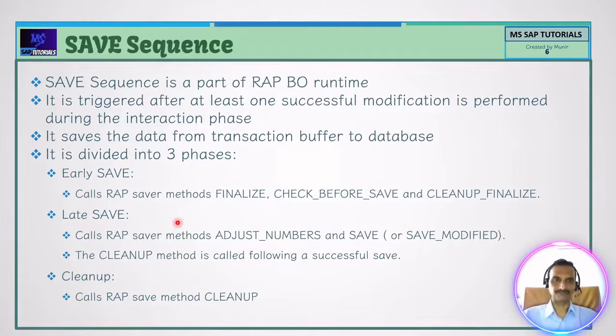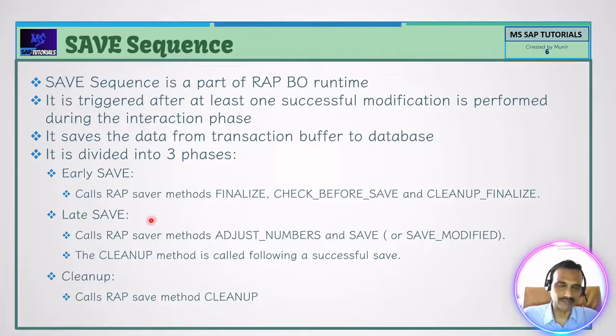Now, early save, okay, all these methods that you see here: finalize, check before save, adjust number, save, cleanup, and cleanup finalize. Okay, this is the sequence that we have. But how is it being called? Early save phase will actually allow you to finalize your data. We will see what it is. It will call finalize and check before save. And if anything goes wrong here, it will call up the cleanup finalize method.